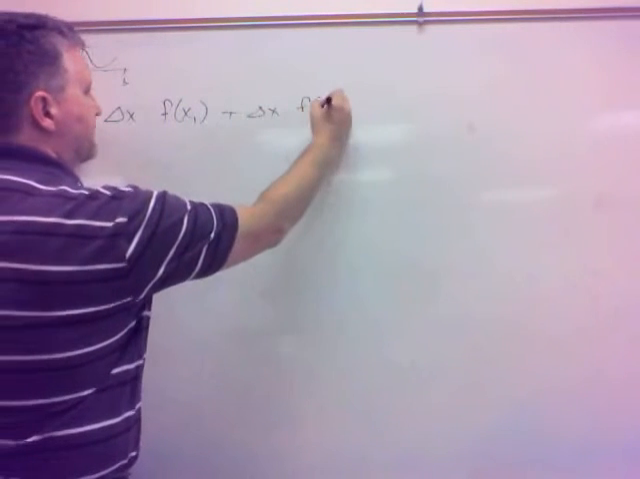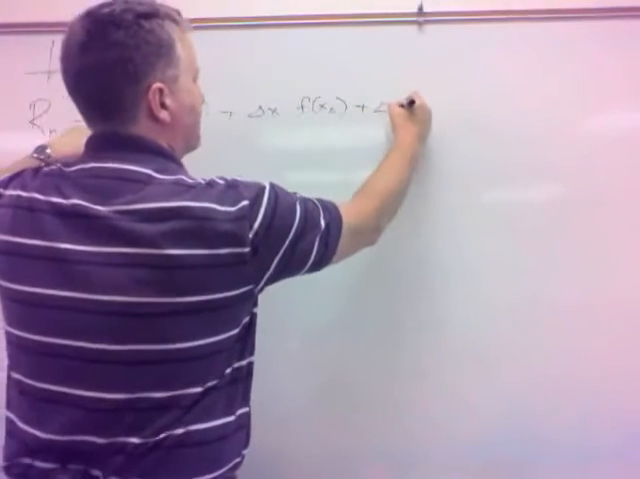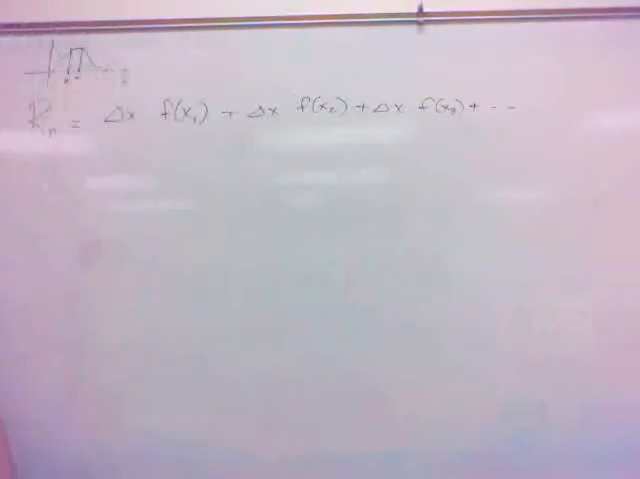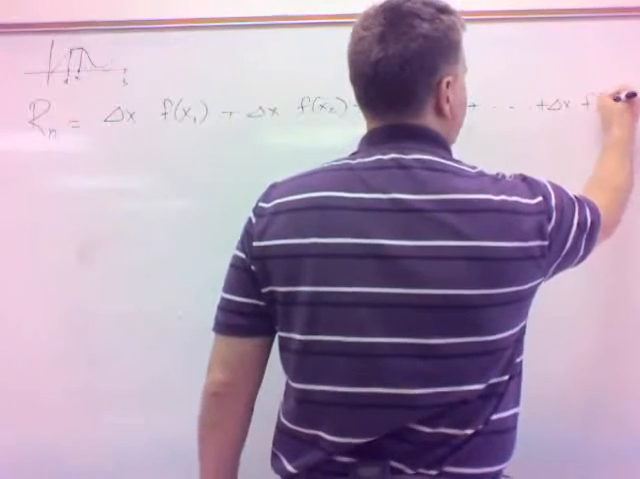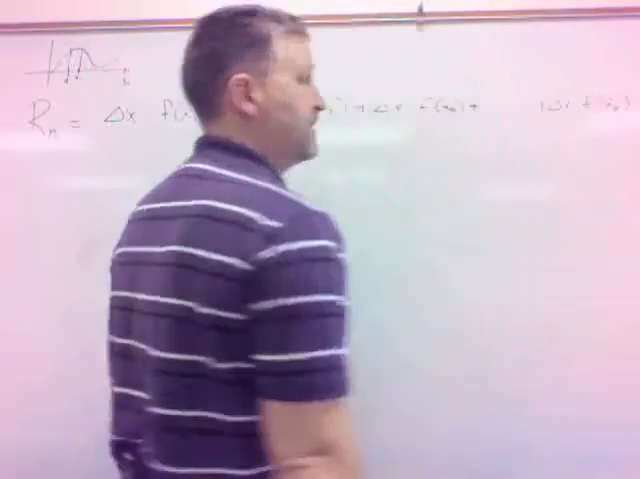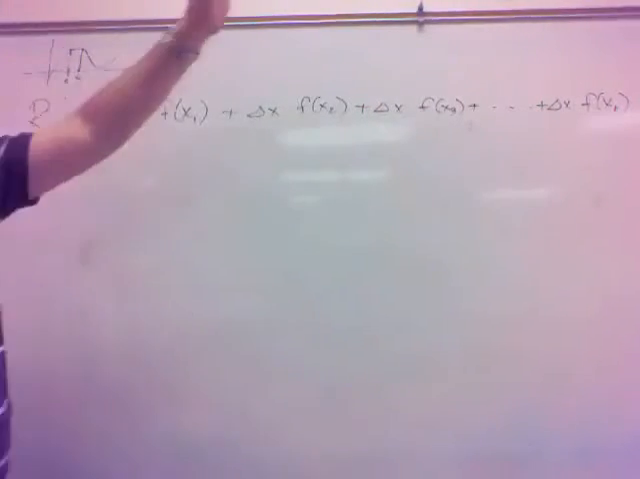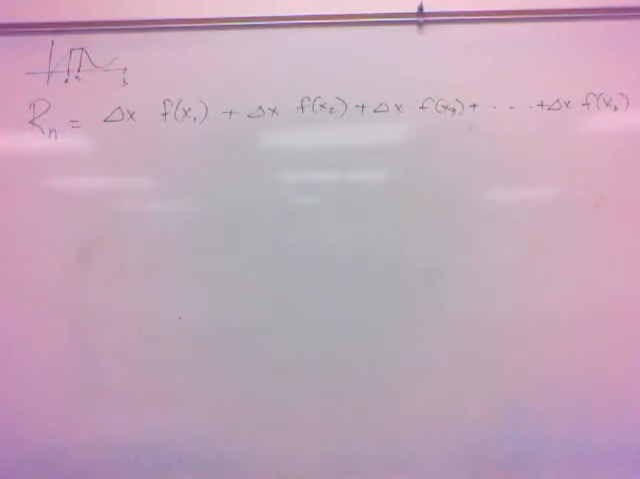And then the second one would be delta x times f of x2, because the delta x stays consistent there. Delta x times f of x3, dot, dot, dot, until we get to the last rectangle, which will be delta x times what? f of x sub n, wouldn't it? If I'm doing n rectangles. If I was doing 5 rectangles, it'd be f of x5. So whatever n is, f of x sub n is the last height. Everybody okay on that?